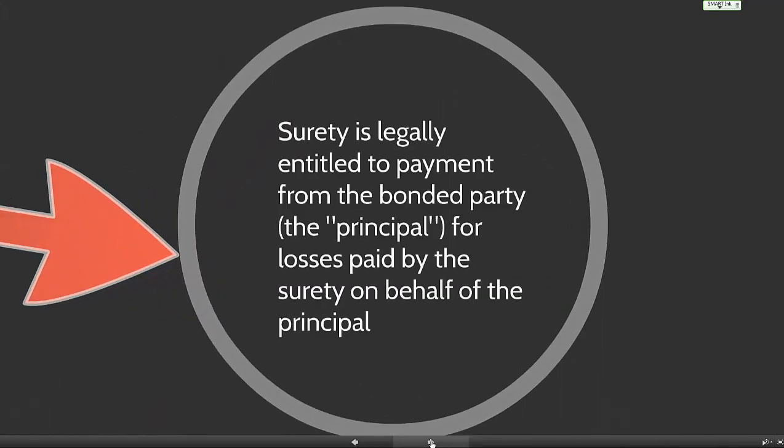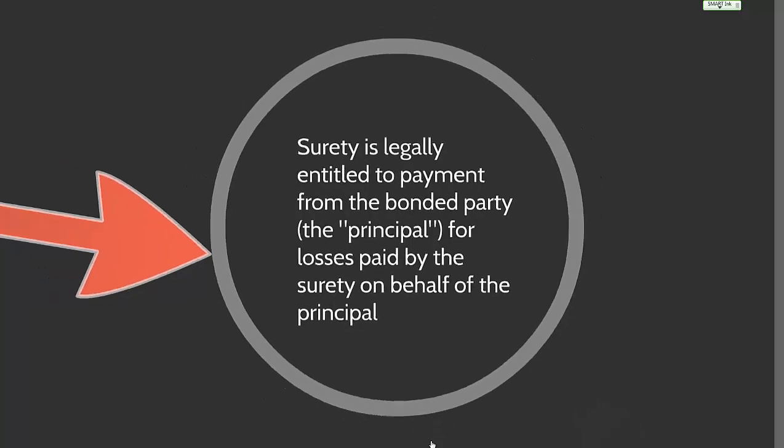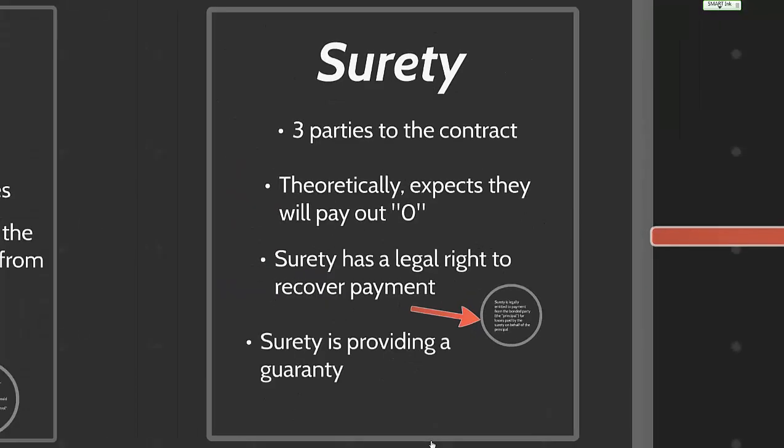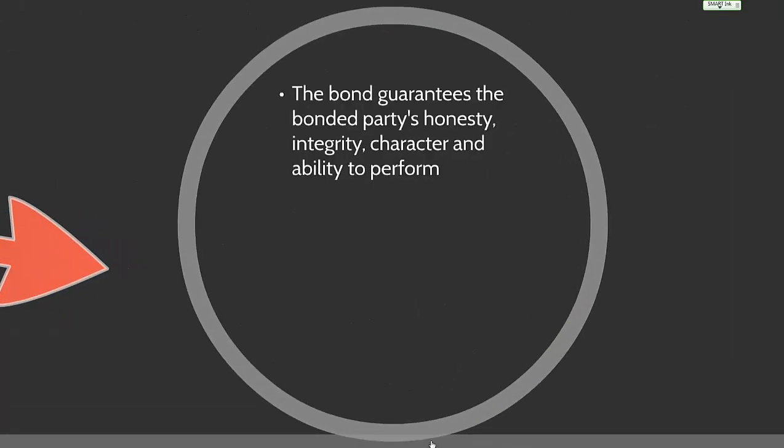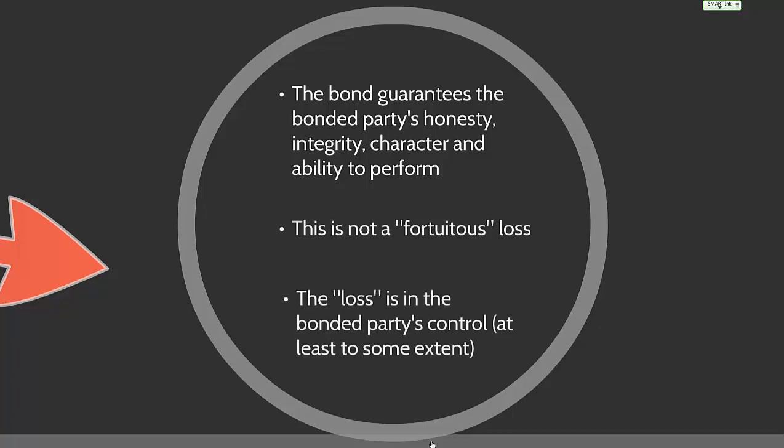The surety is legally entitled to payment from the bonded party or principal for losses paid by the surety on behalf of the principal. And the surety is providing a guarantee. The bond guarantees the bonded party's honesty, integrity, character, and ability to perform. And this is not a fortuitous loss. At least to some extent, the loss is in the bonded party's control.